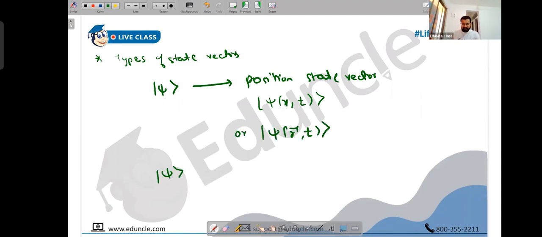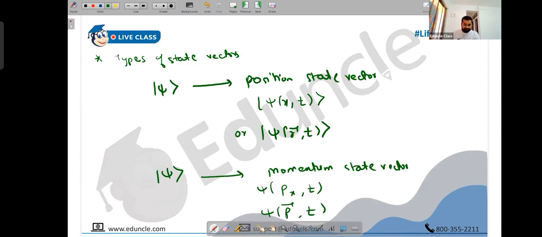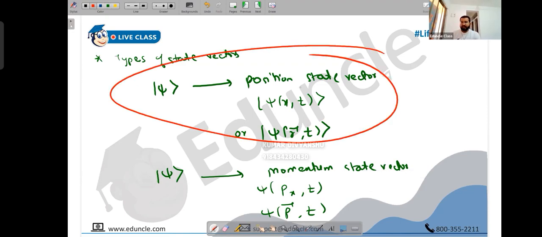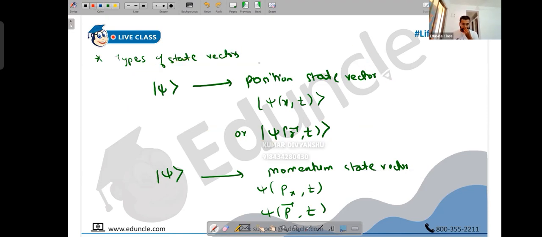And another possibility is the momentum state vector. You may have learned this in your BSc, but it's not a part of our JAM, so relax. Here, instead of using position, you express everything in momentum space. You have something called momentum space instead of position space. So we will have psi of px comma t in 1D, or you can also write psi of p vector comma t in 3D. That's also fine. Make a note: there are two state vectors, the position state vector and the momentum state vector. Throughout our JAM syllabus we use the position state vector only, where psi will be a function of both position and time.